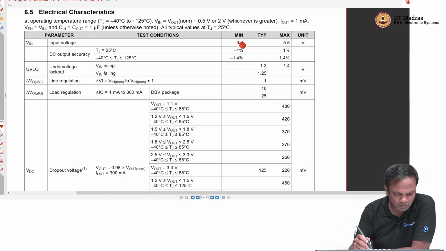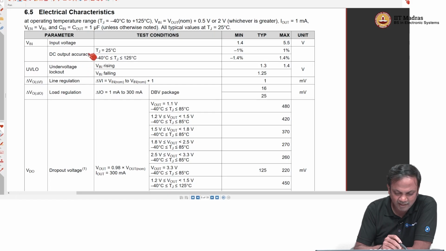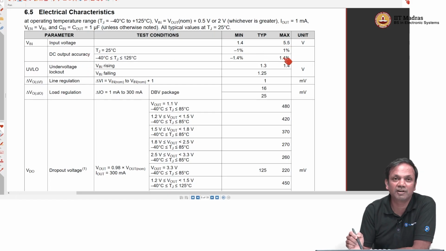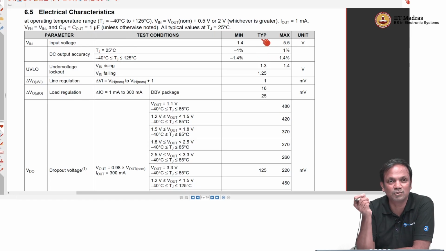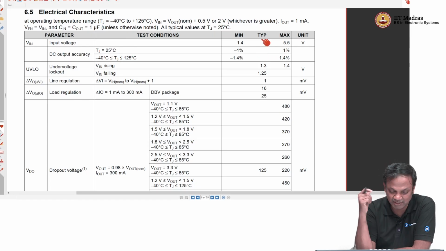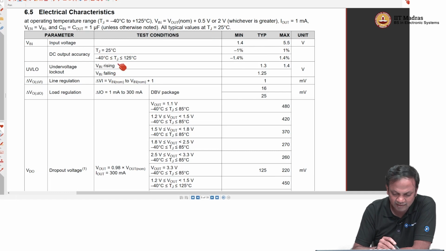So, input voltage is 1.4 to 5.5. Now, the DC output accuracy is quoted in two different ways, right. There is the accuracy at 25 degree C, which is plus minus 1%. This just comes down to component matching, and then across temperature the variation is minus 1.4 to plus 1.4.